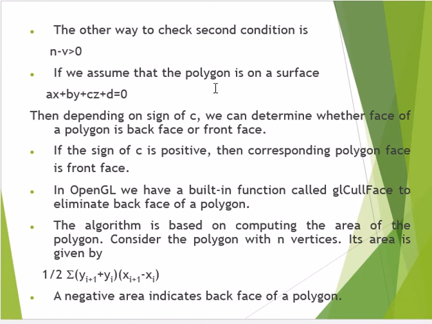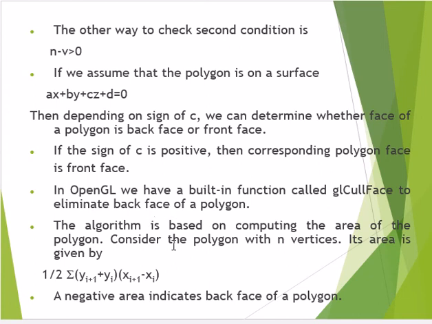If we assume that the polygon is on a surface, that is ax plus by plus cz plus d equals 0, then depending on the sign of C, we can determine whether the face of a polygon is a back face or front face. If the sign of C is positive, then the corresponding polygon face is the front face. In OpenGL, we have a built-in function called glCullFace to eliminate the back face of a polygon.